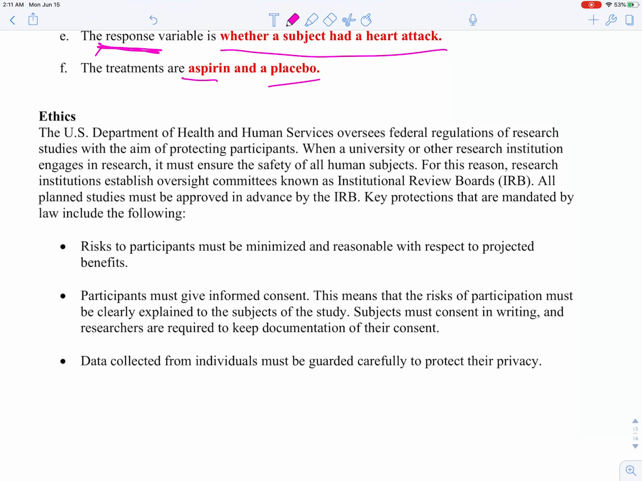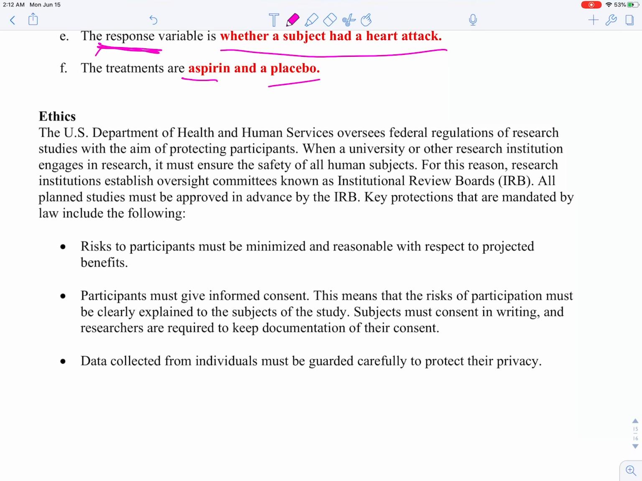The U.S. Department of Health and Human Services oversees federal regulations of research studies with the aim of protecting the people, the participants. When a university or other research institution engages in research, it must ensure the safety of all human subjects. For this reason, research institutions establish oversight committees, so people that look over this and say what's ethical, safe, and all that, known as institutional review boards. All planned studies must be approved in advance by the IRB.